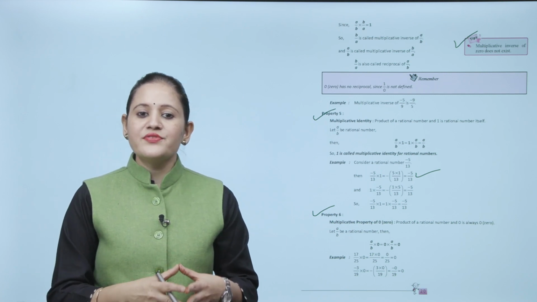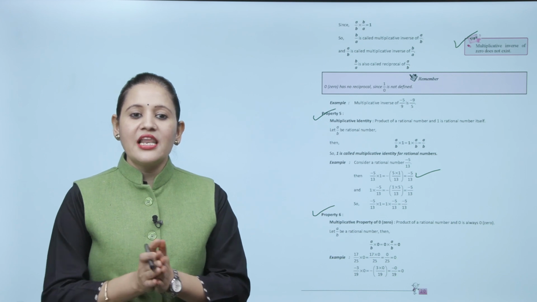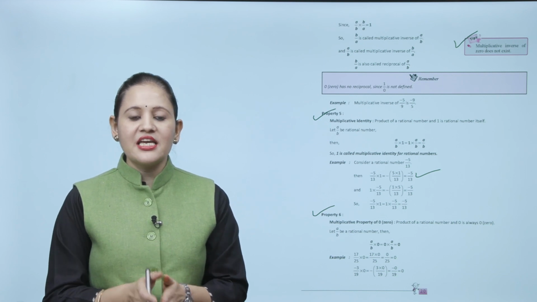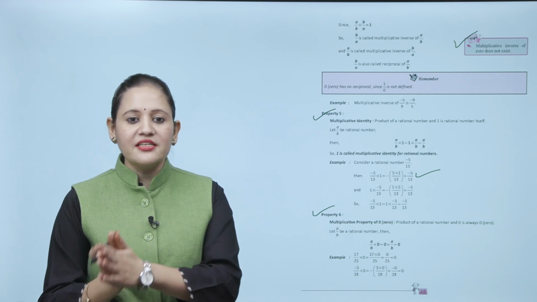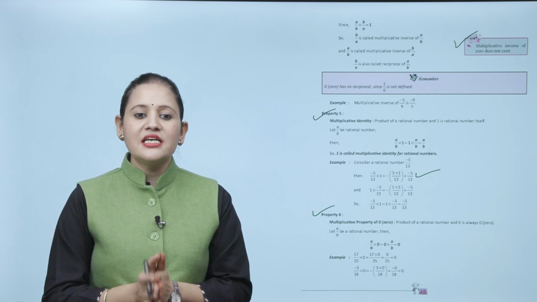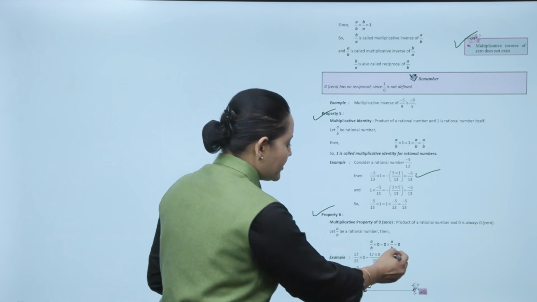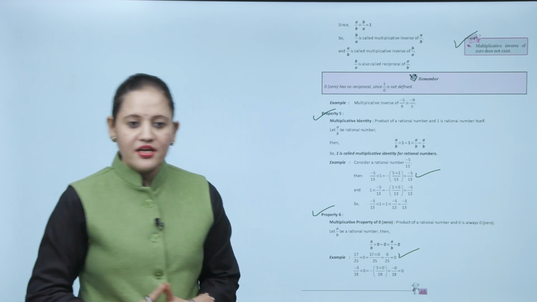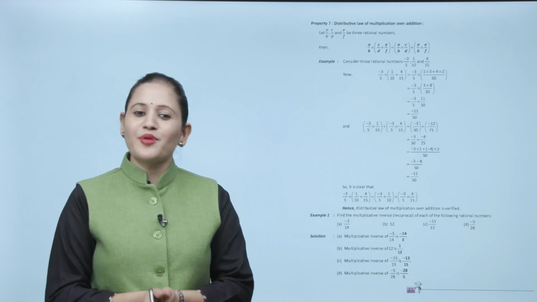multiplicative property of 0. Product of a rational number and 0 is always 0. Let a upon b a rational number, then a upon b multiplied by 0 equals to 0 multiplied by a upon b, that is 0. For example, 17 upon 25. If we multiply it by 0, we will get 0. Clear? Next is property 7.